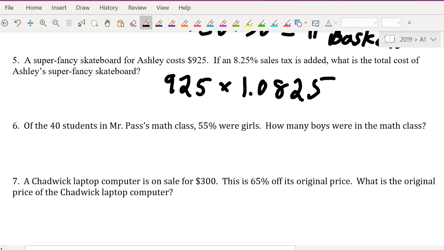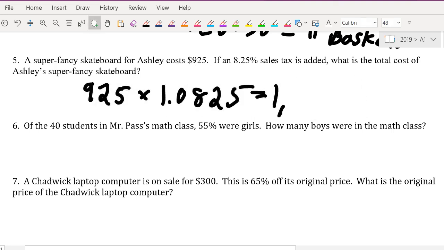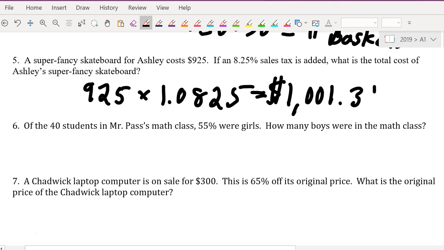Good job. Let's have a hand for all the people who volunteered so far. Now you could have done 0.0825 first, right? And then added it later. Nick, write this down, man. So good for you. It's like eating your vegetables. What was our answer? Our answer is $1,001. I should write a dollar sign. Apparently Ashley's rich, so she gets a lot of money for her skateboards. $1,001.31. There you go.